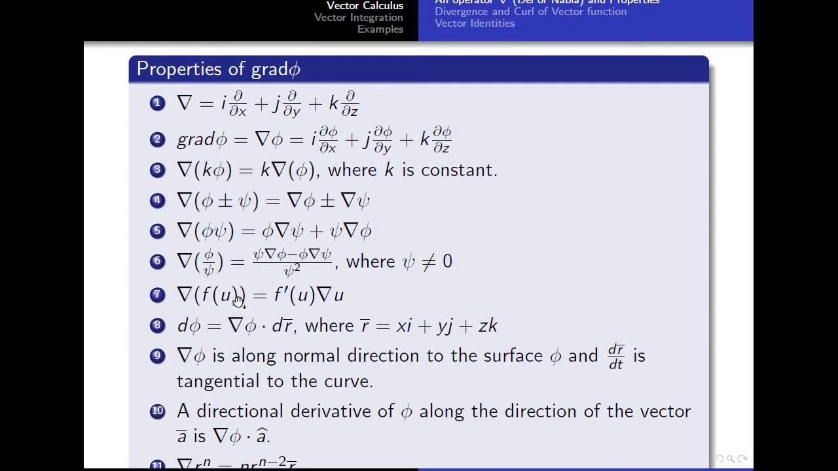Gradient of f of u, where u is a function of x, y, z and f is a function of u. In this case, we can find the gradient as the first derivative, f dash of u, into grad u.